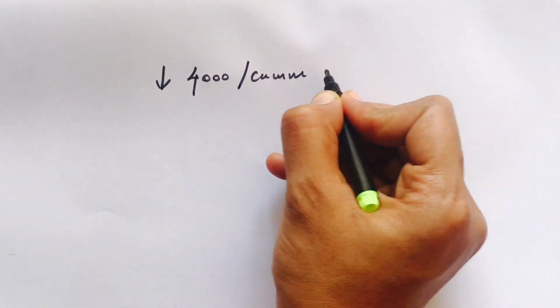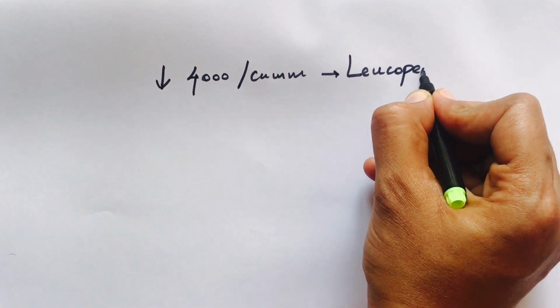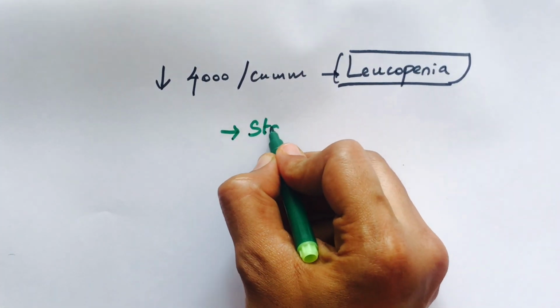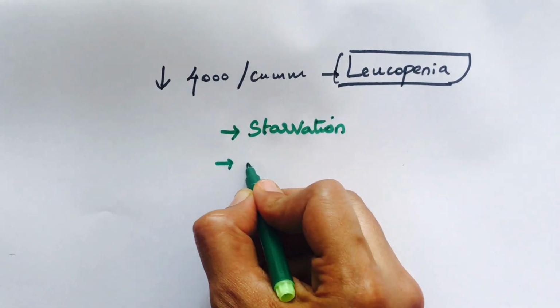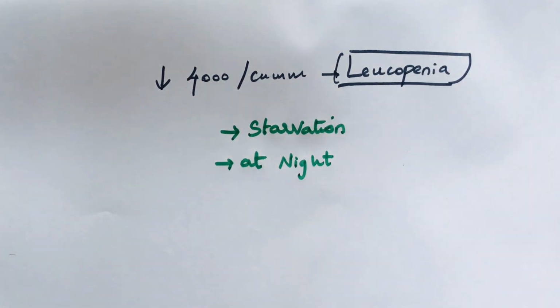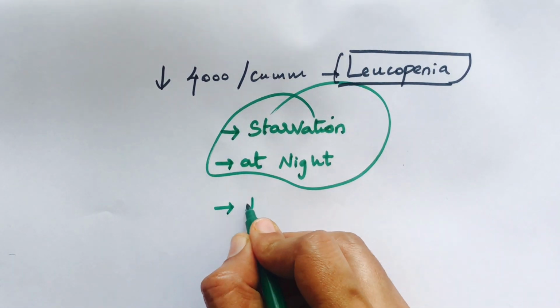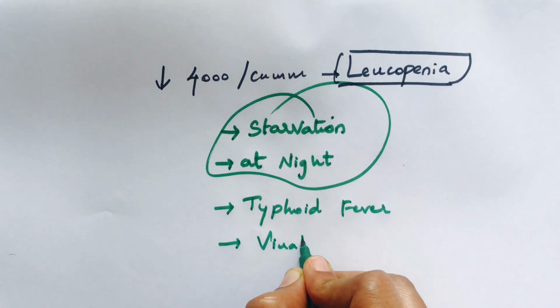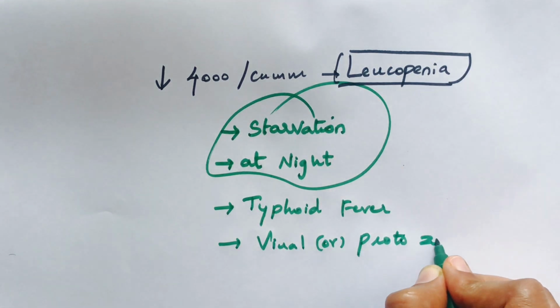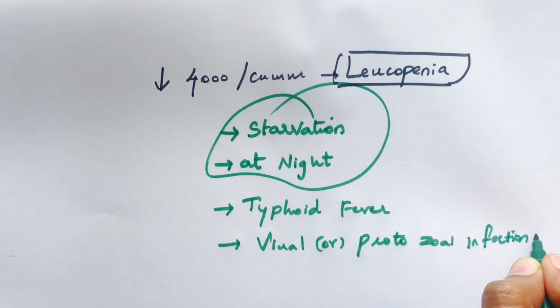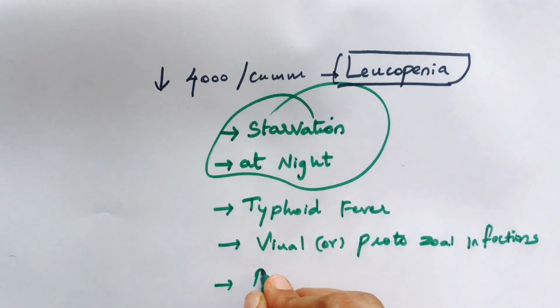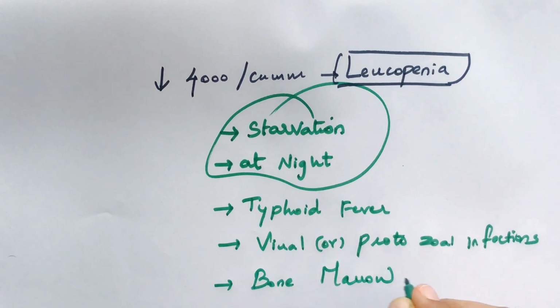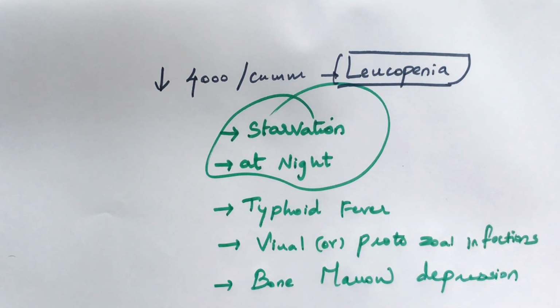What is decreased white blood cell count named as? It is leukopenia. So the cells are less than 4,000, normally seen during starvation and at night times. Apart from the physiological conditions, it is markedly reduced in typhoid fever, viral infections or protozoal infections, and mainly in bone marrow depression.